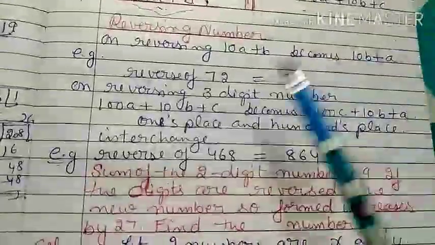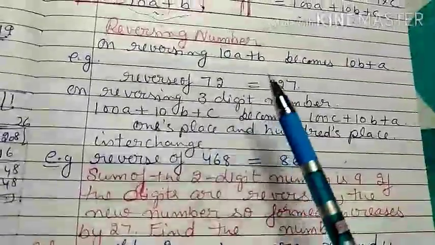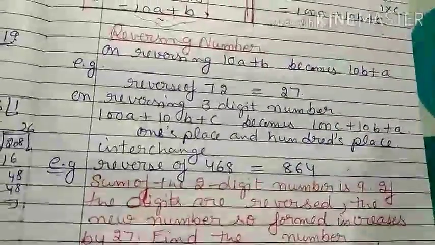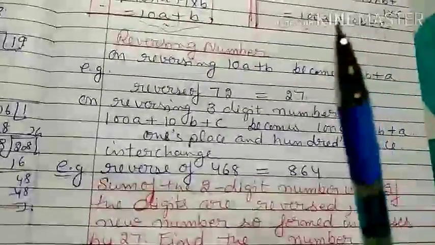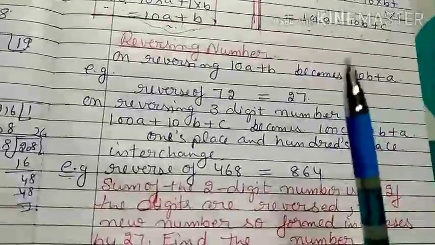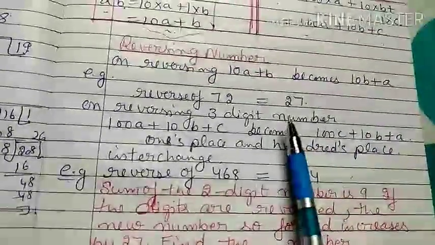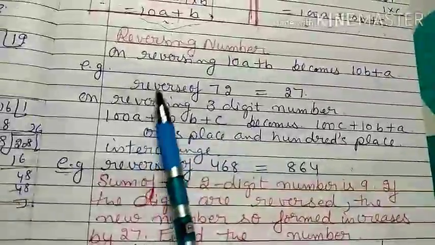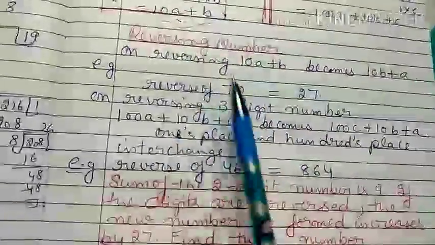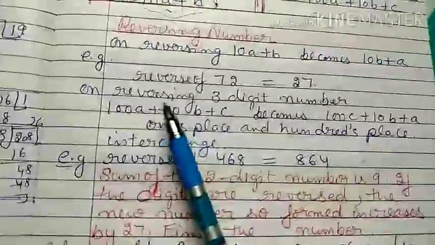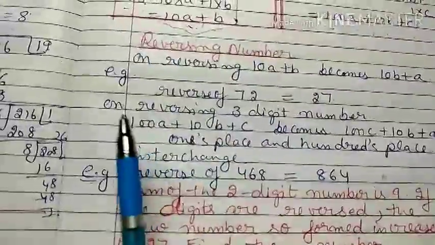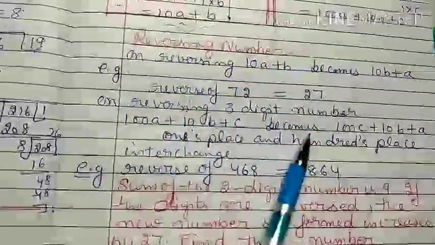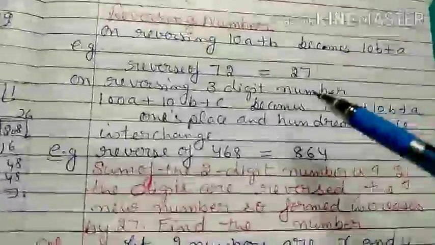Now what is a reversing number? Reversing number means if you have a two-digit number like 72 and you want to reverse it, you interchange the digits. The 1 place digit moves to the 10 place and the 10 place digit moves to the 1 place. Like if I write the reverse of 72, don't confuse it with inverse. This is the reverse. Reverse means the last position digit comes to the first position and the first position digit shifts to the last position.